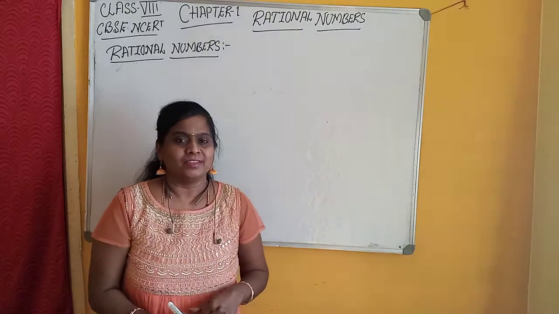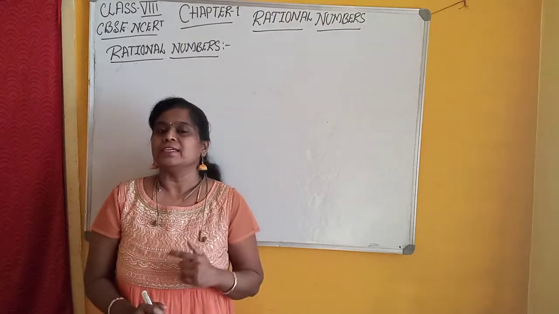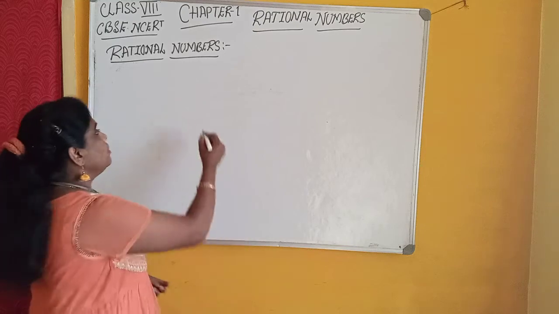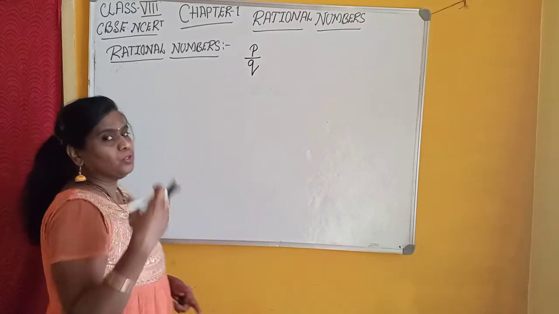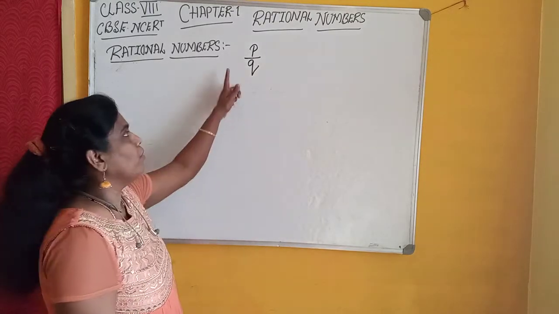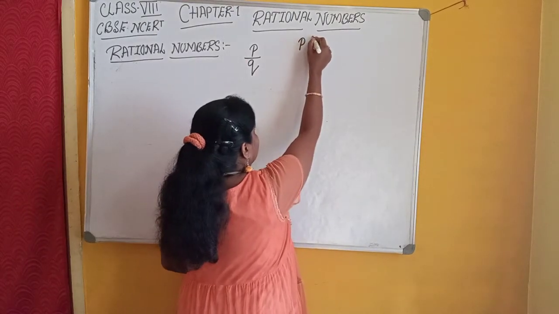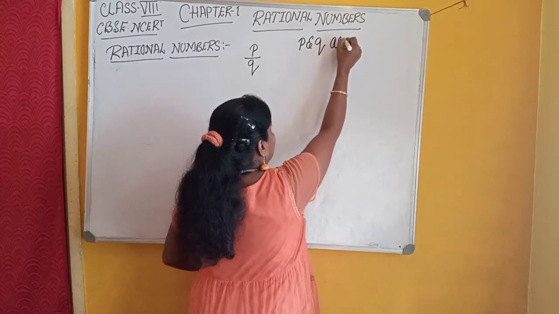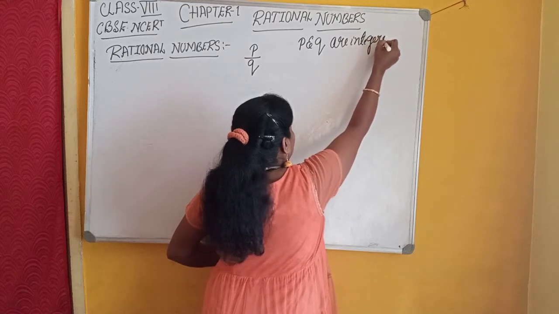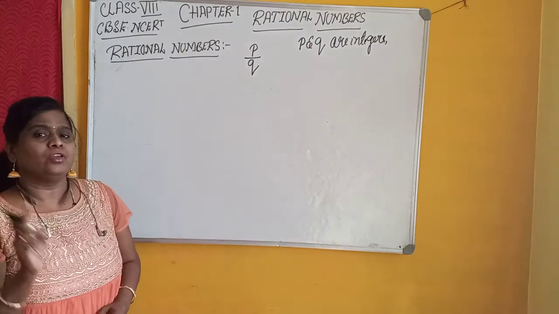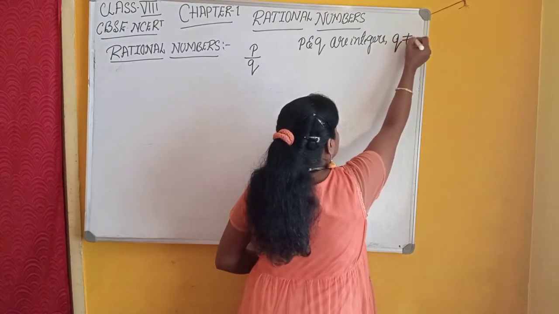But rational numbers. Now let us listen. Rational numbers are those numbers which can be expressed in the form of p by q, where p and q are integers, and the denominator q is not equal to 0.